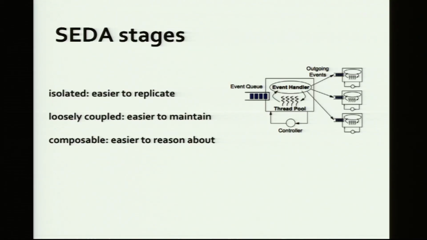So the stage approach leads you to a couple of very nice properties about your software. First, you end up building isolated stages. And as we find out later, building isolated stages is going to make it easier to replicate those stages. You end up building these things in loosely coupled ways. There's actually interfaces between these stages. Those interfaces, strictly speaking, are actually queues.